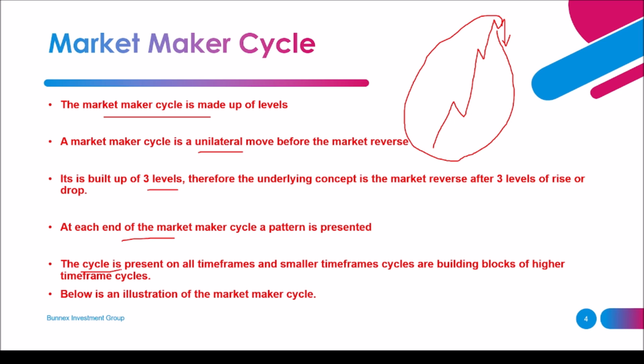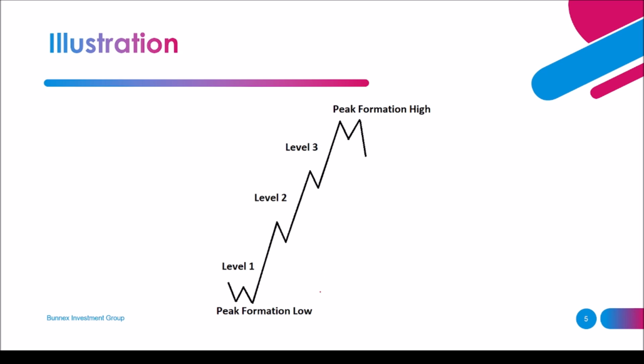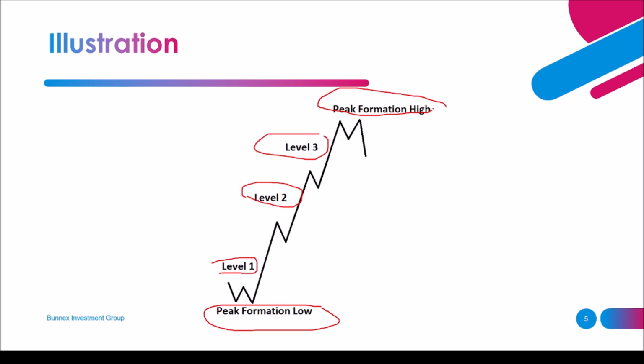The cycle is present on all time frames, and by that we mean smaller time frames are building blocks of higher time frames. Below is an illustration of the market maker cycle. Basically, the market maker cycle will always start from a low available to us on the charts. From that particular low, we'll see a level, or these impulses that we've defined earlier, to reach what we call a peak formation high.